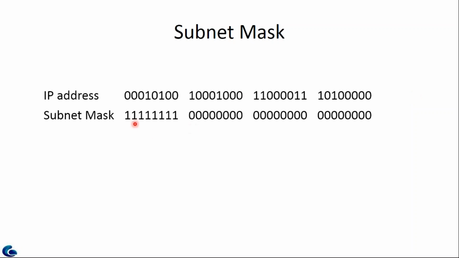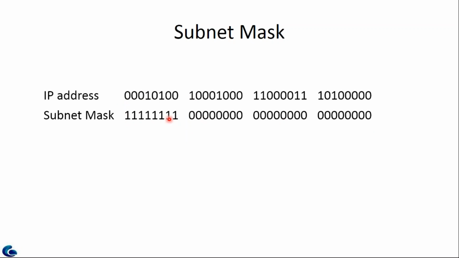So in the subnet mask you are seeing ones here, you are seeing zeros here. And the size of the subnet mask is exactly like the IP address. So you have 8 ones here, 24 zeros here. This means if this is 1, the corresponding bit in the IP address is a network bit. If it is 0, the corresponding bit is the host bit, which uniquely identifies that particular host in that network.